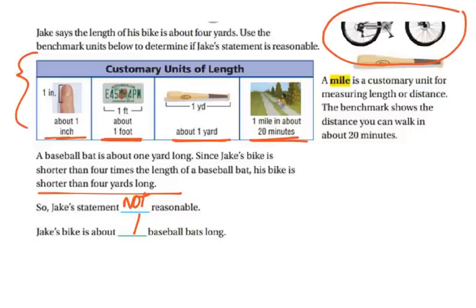A baseball bat, again, is about a yard. And then a mile is how far you would walk in about 20 minutes, not walking super fast. You can also think about the track that we walk on during recess. If we go around that track 4 times, that is the length of 1 mile. Okay? Let's look at the next one.